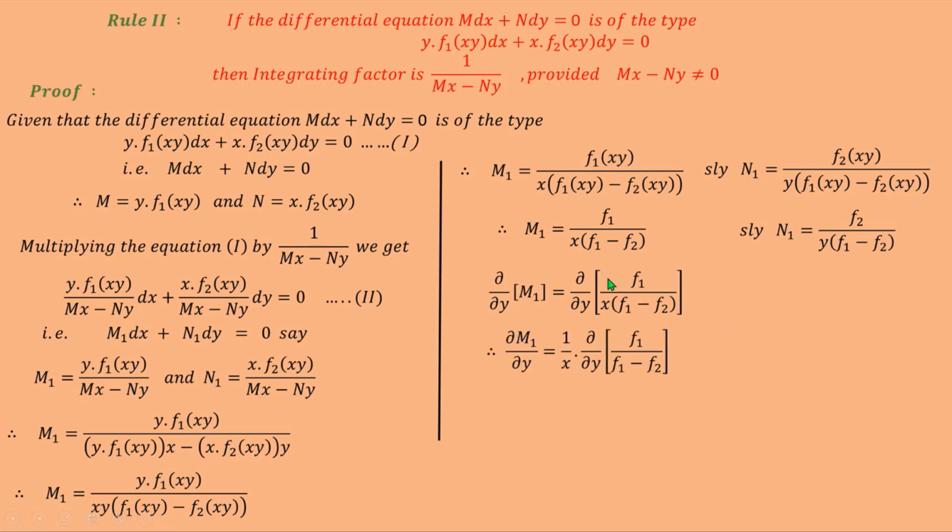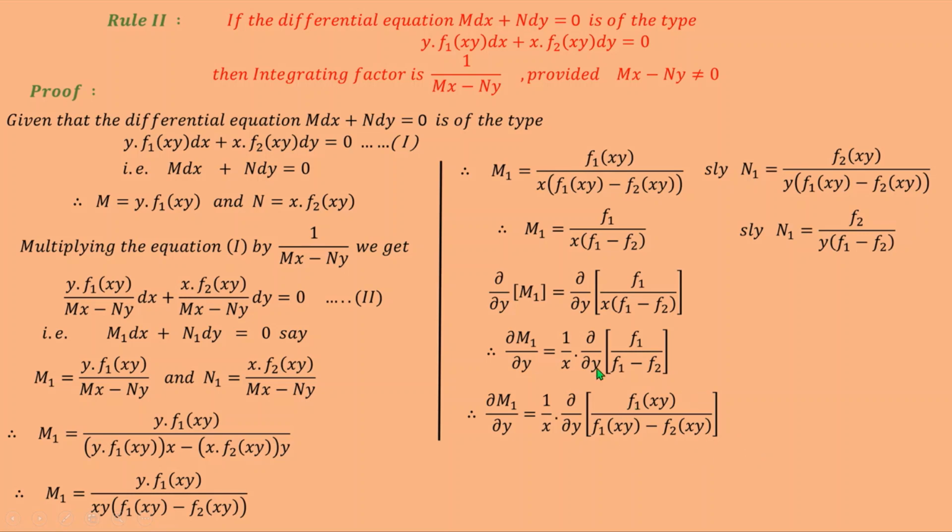Here 1 upon x is a constant, so take it outside of the derivative, and so we get del M1 by del y is equal to 1 upon x del by del y of f1 upon f1 minus f2. But you know, f1 means f1 of xy, and f2 means f2 of xy, and so we get del M1 by del y is equal to 1 upon x del by del y of f1 of xy upon f1 of xy minus f2 of xy.